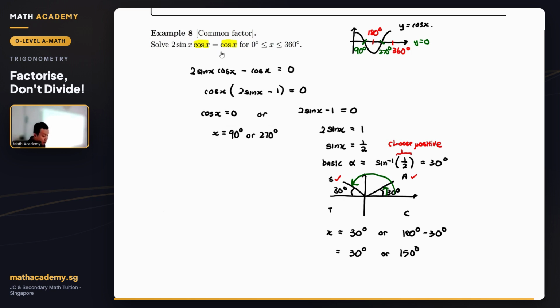Okay, so first question type: common factor on both sides. Do not divide, move all to one side to factorize.